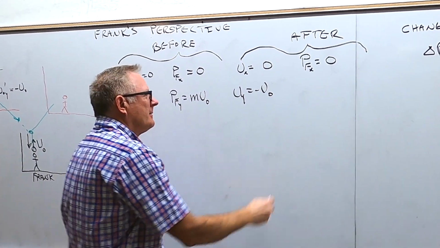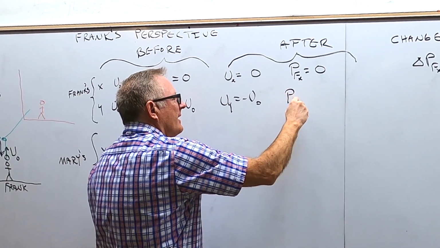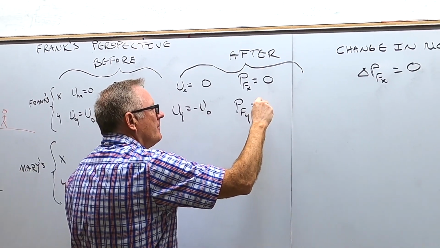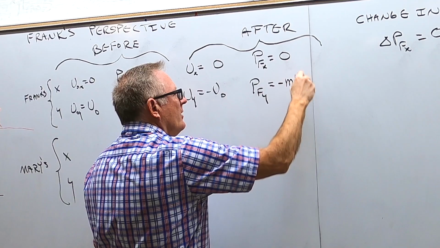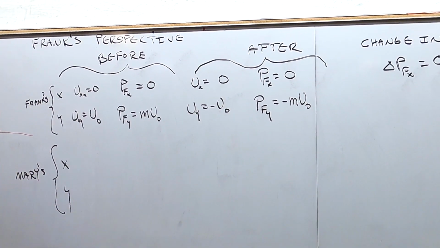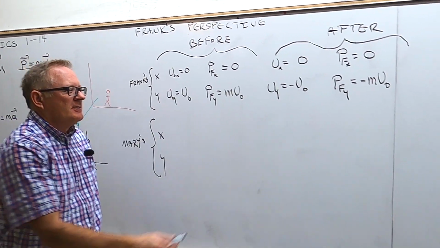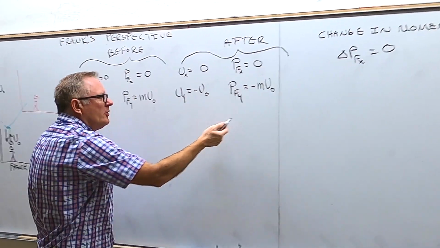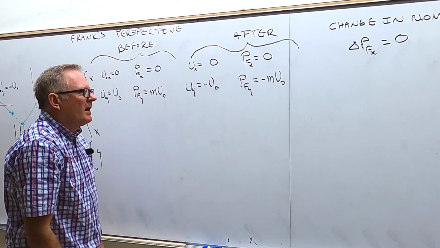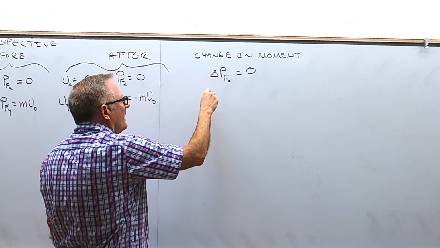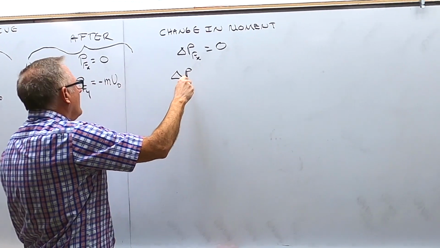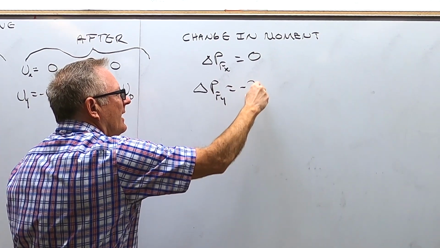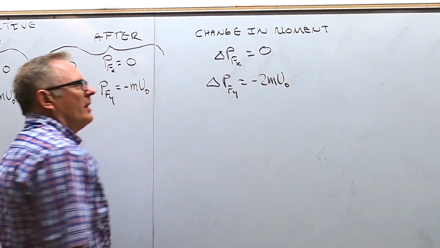And the momentum of Frank in the y afterwards would be m times this, so it'd be minus m u naught. The change is always the final minus the initial. Minus m u naught minus another m u naught is minus 2 m u naught. So the change in momentum of Frank in the y is equal to minus 2 m u naught.